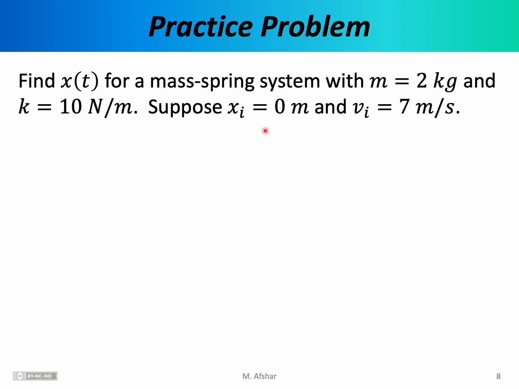So this mass spring system is not really starting its oscillations by being displaced from equilibrium. Its initial position is 0. Instead, what we're doing is we're giving the mass spring system an initial push. We're giving it a sudden kick, imparting to it an initial velocity of 7 meters per second. Once again, we want to know precisely how position depends on time.